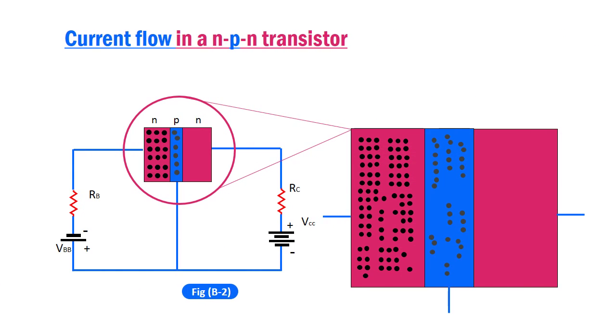These free electrons in the base can flow in either of two directions. They can either flow out of the base, to the positive terminal of VBB, or they can be attracted towards the collector, because of battery VCC.